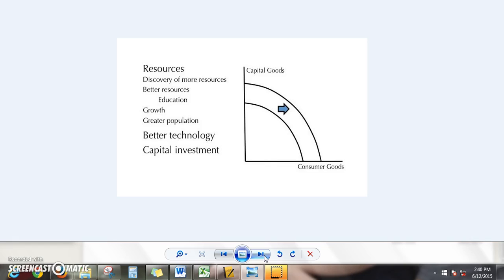Okay, this is an actual shift of the curve. Okay, so before we were talking about just a point inside the curve, this is actually moving the line from here to here. Okay, so this is an outward shift of the PPC. To actually move the entire curve out, you have to have a change in resources. So you discover something new. So there's something that is a new discovery that allows you to produce more. There's just better education, there's growth, there's a bigger population. Okay, so that's something that you'll see on the test. If you have better technology or capital investment, that will also cause it to shift outward.